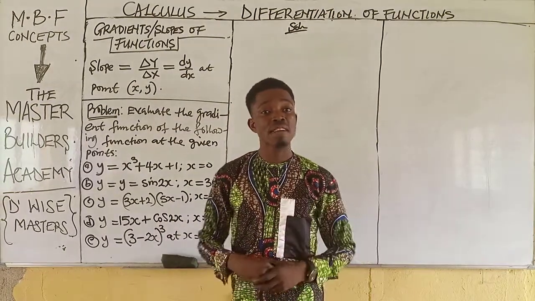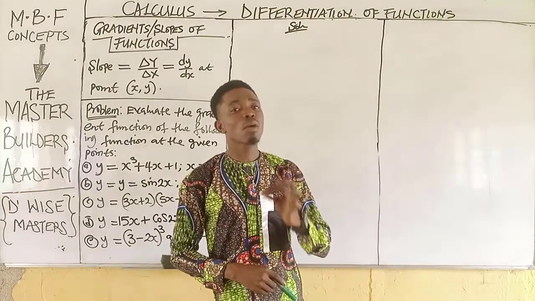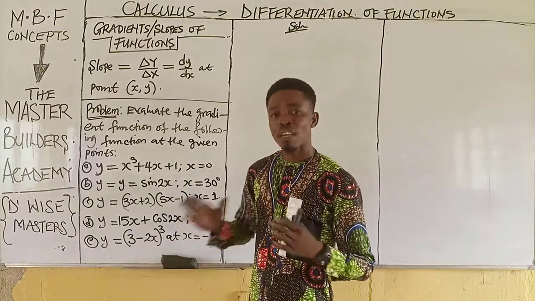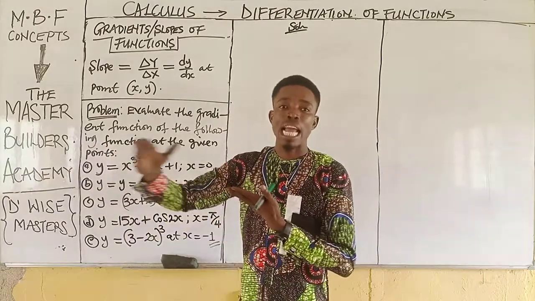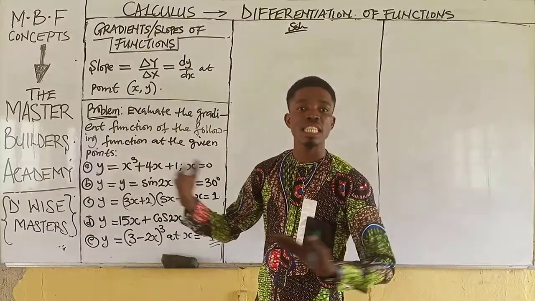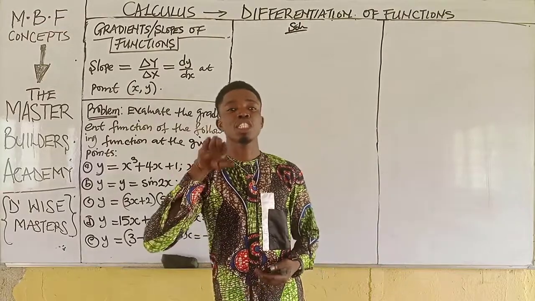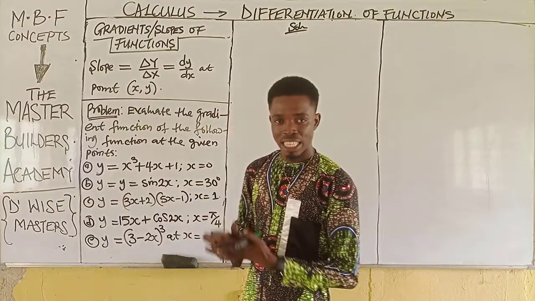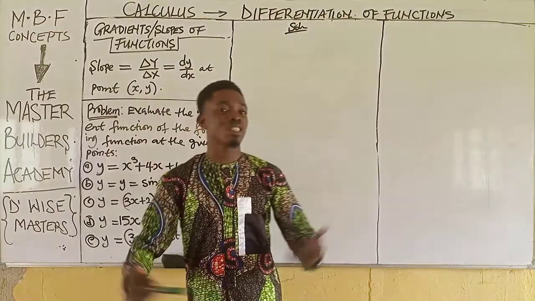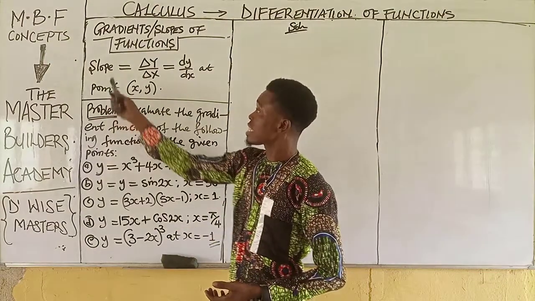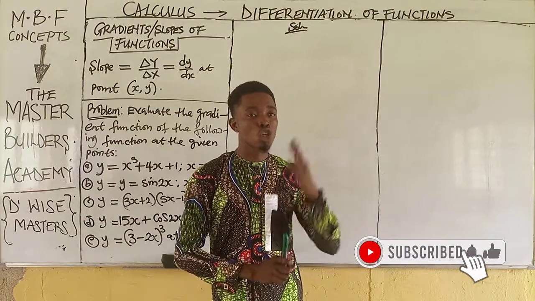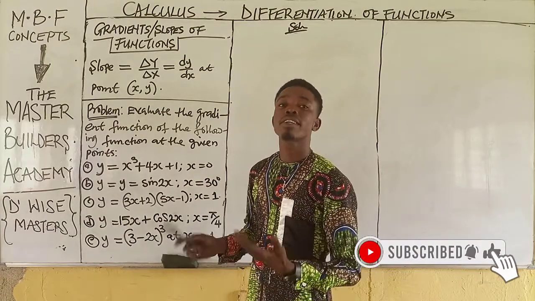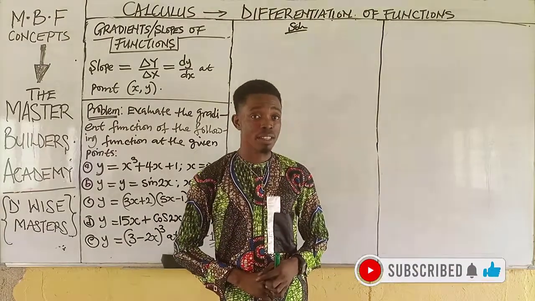It is very simple. Generally, we know that the slope of any function is the ratio of the change in y over change in x. And we understand that change in y over change in x is exactly the same thing as dy over dx, and that's exactly what we have on the board. So you can have either the word slope or gradient. They all mean the same thing.